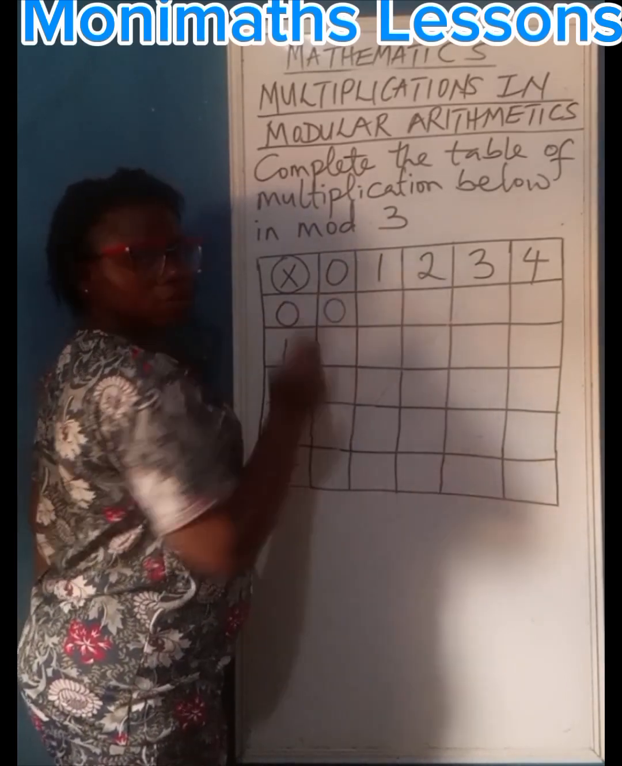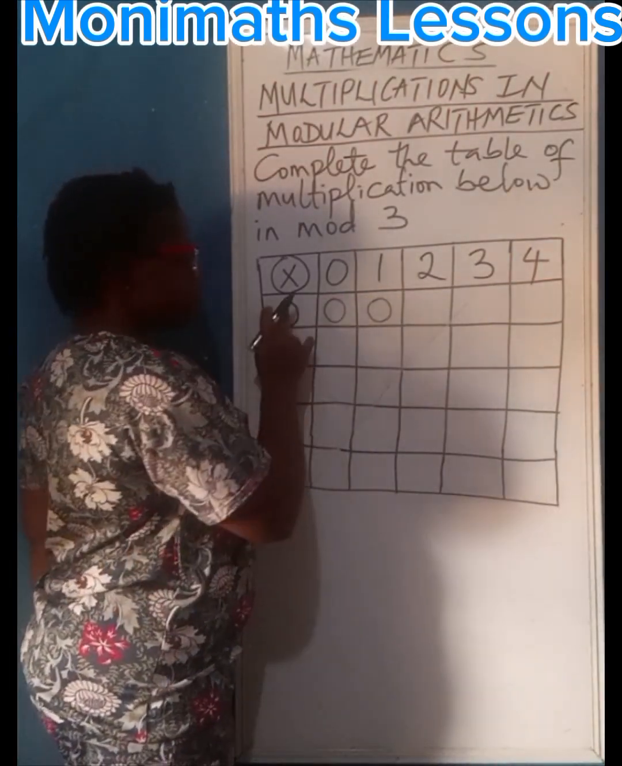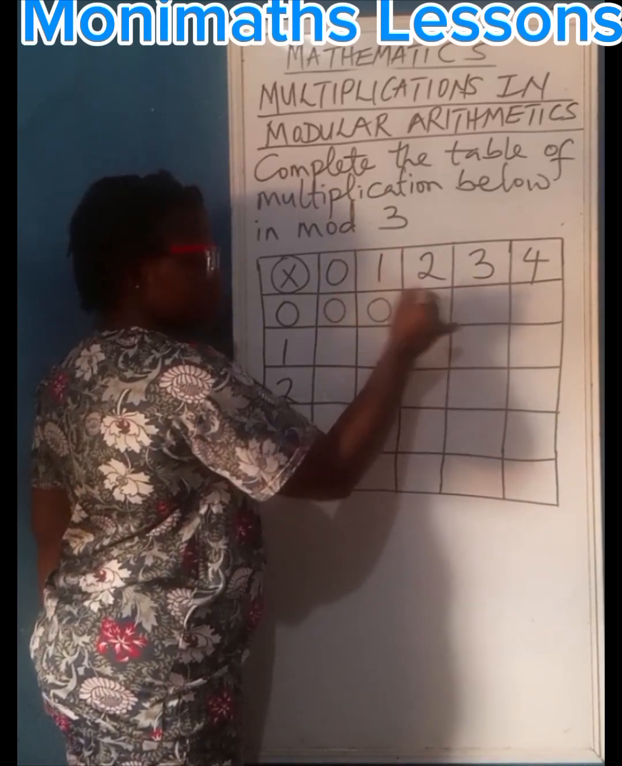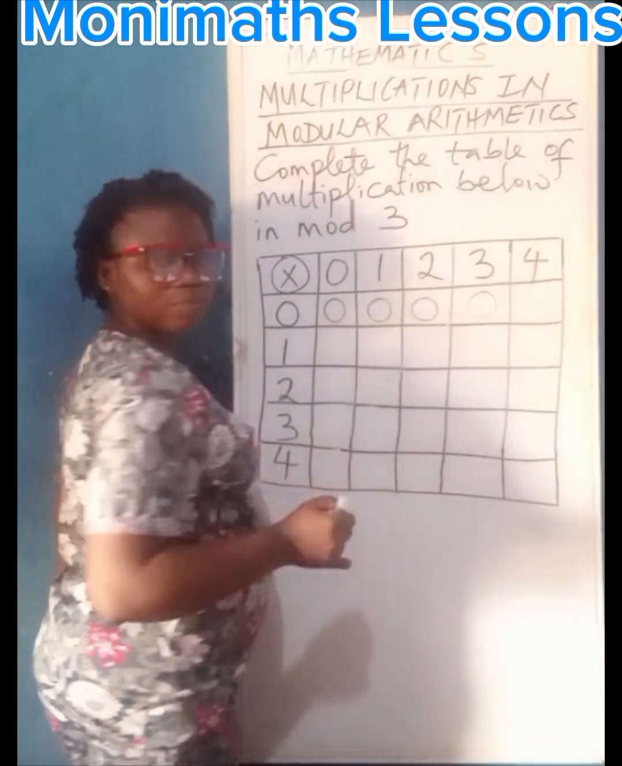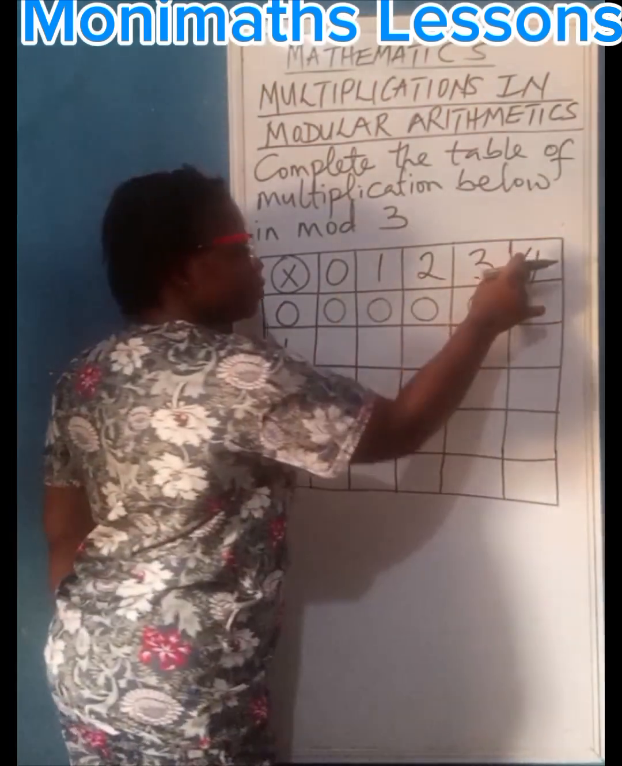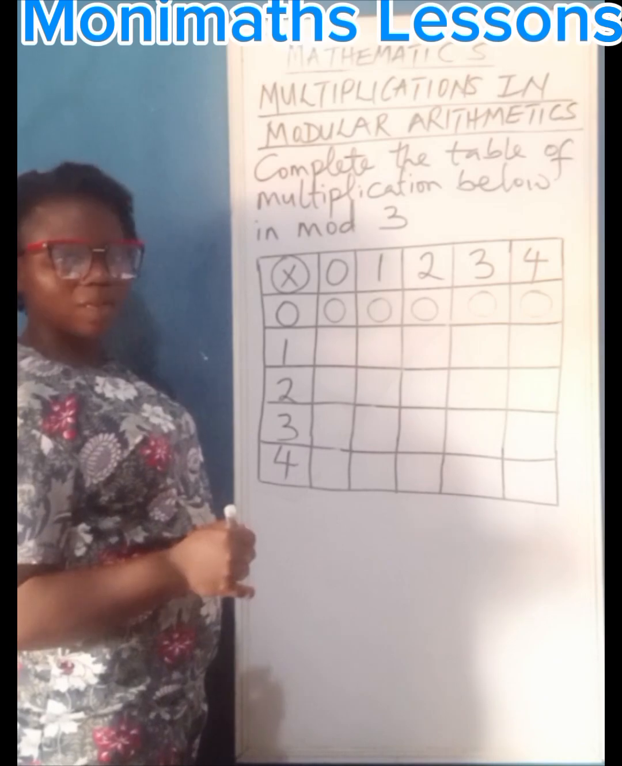0 times 1 is 0. So that is 0. 0 times 2 is 0. 0 times 3 is 0. 0 times 4 is also 0. We are done filling that space. Let's start with 1.